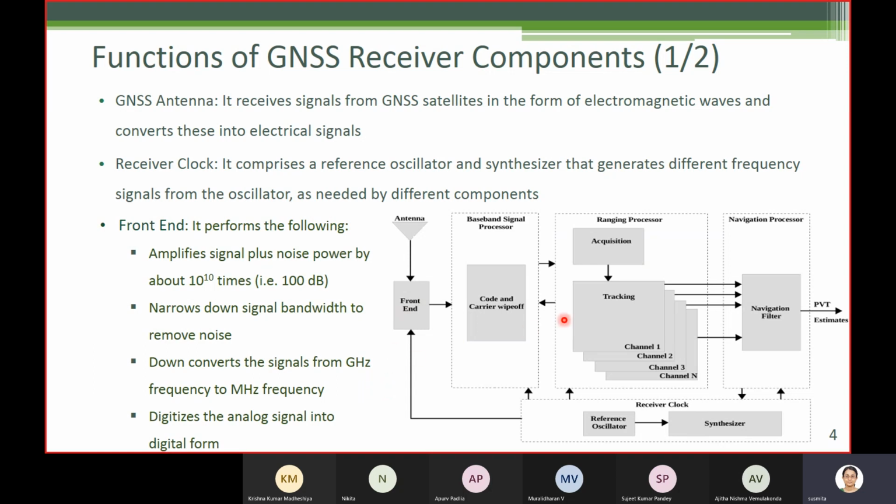Now, for subsequent components, we require digital signals, but at this point, we have analog signals. So the last thing that the front end does is it digitizes the signal. It converts the signal from analog form to digital form. So after the front end, we basically deal with the signal in the digital domain. We have a bunch of samples to process. Later we'll see how the front end does this in more detail.